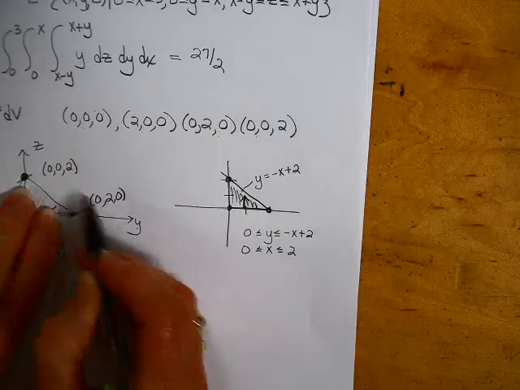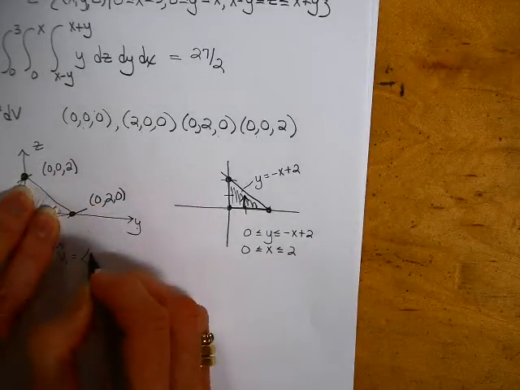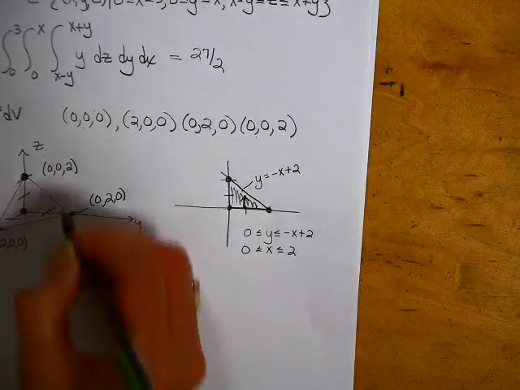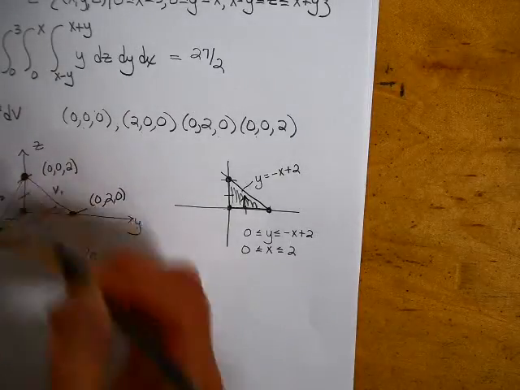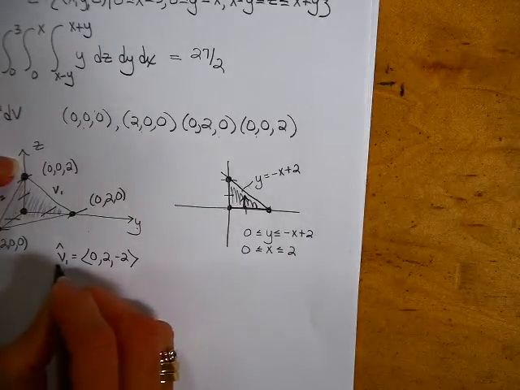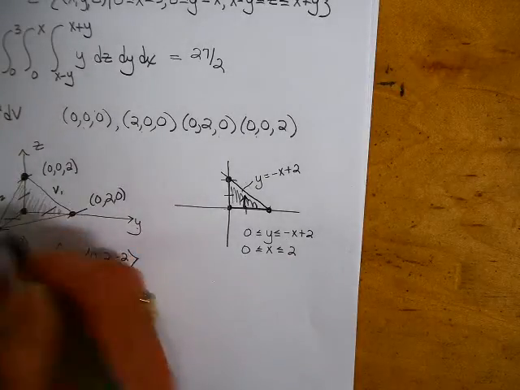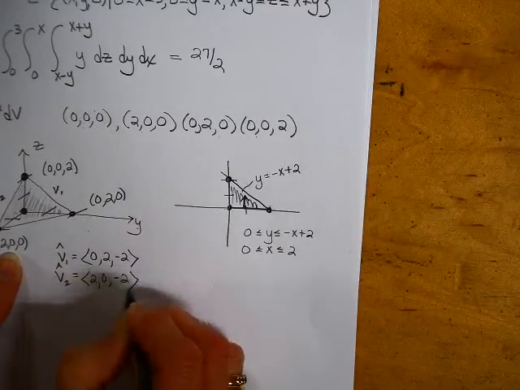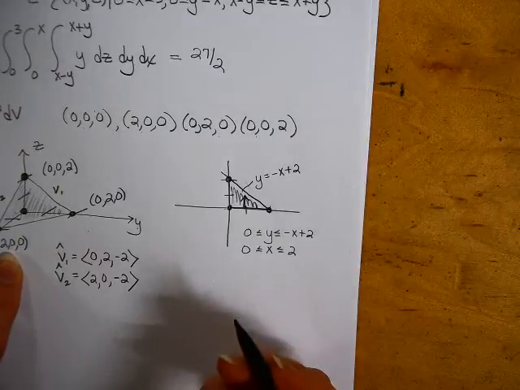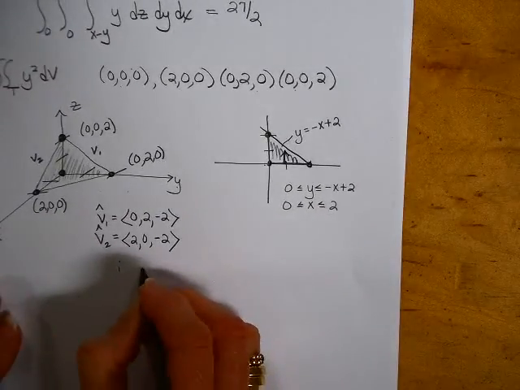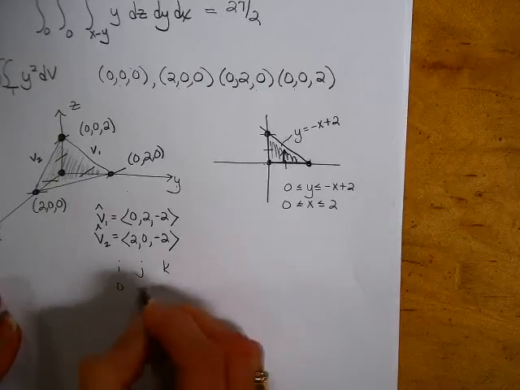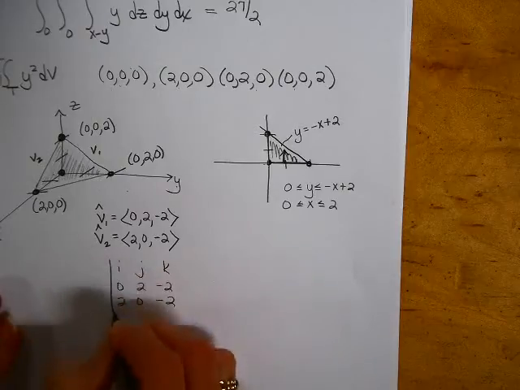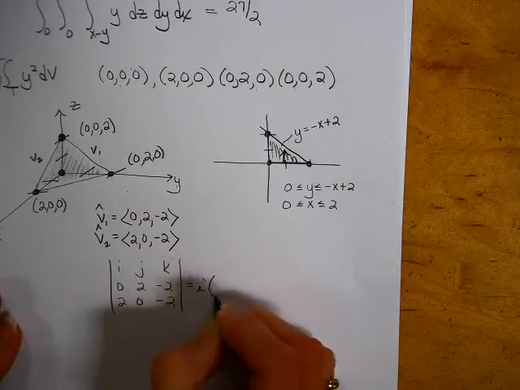Vector 1, I guess I would subtract here. That would give me the vector 0, 2, negative 2. That's my vector 1. My vector 2 is going to be over here. I'm going to have two vectors that are in the plane. This vector is 2, 0, negative 2. You've got to have two vectors in the plane. Now do the IJK: 0, 2, negative 2, 2, 0, 2.